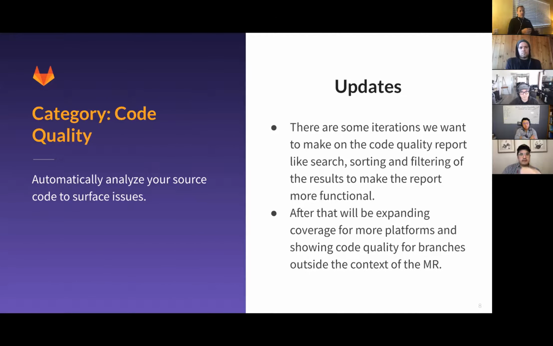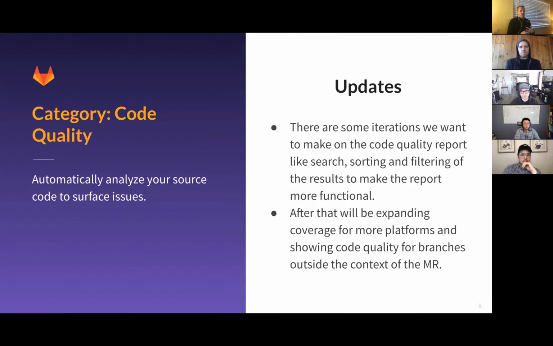But we're actively talking to folks in the issue and then in customer calls, trying to understand better what makes that feature work for them to solve the problems that they have when they're using our code quality engine. And then after that, expanding coverage for more platforms, .NET, C#, and then showing code quality on branches so that outside of the context of the MR or having to dig into the pipeline, you can see for the various branches, like, what is my code quality?